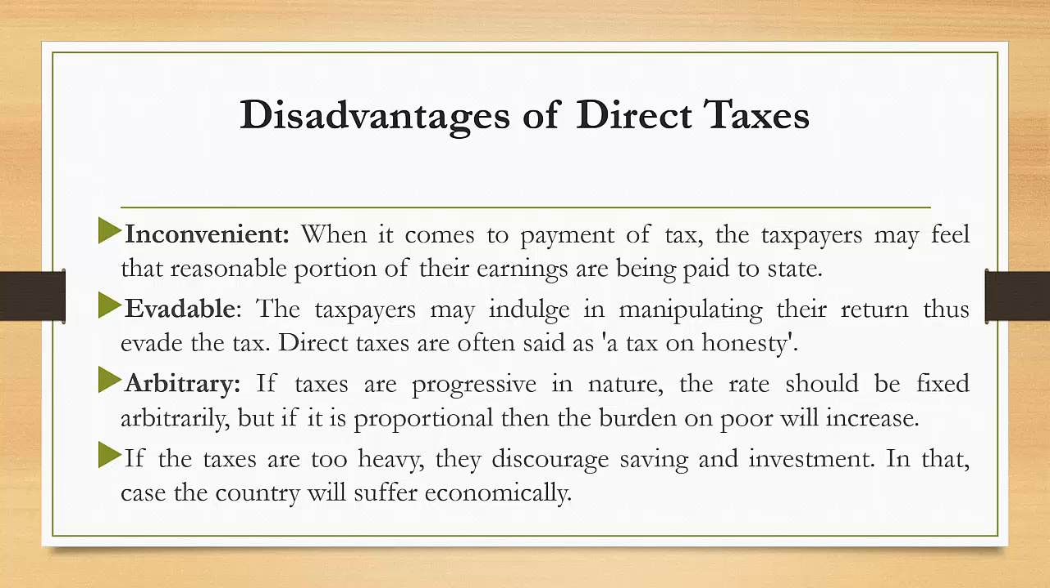The third disadvantage is that they are arbitrary. If taxes are progressive in nature, the rate should be fixed arbitrarily, but if it is proportional, then the burden on the poor will increase. For example, in society we have a low income group, middle income group, and higher income group. So for different types of income groups, there should be different tax rate slabs. But if the tax is applied on a proportional basis, then in this case the lower income group will suffer the most, and the higher income group will not feel the pinch of this tax percentage.